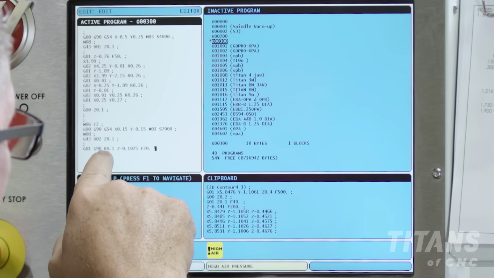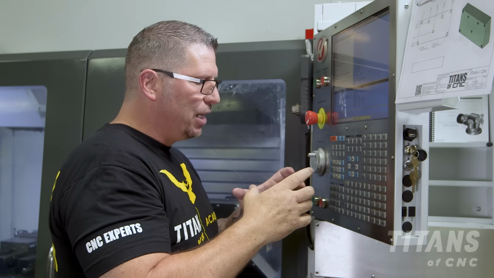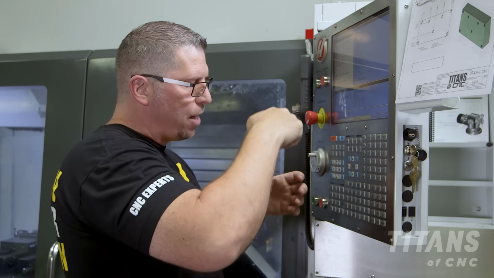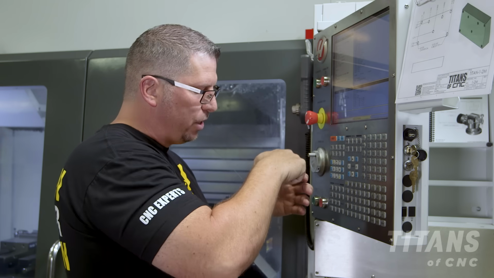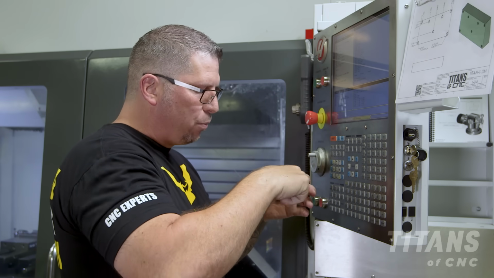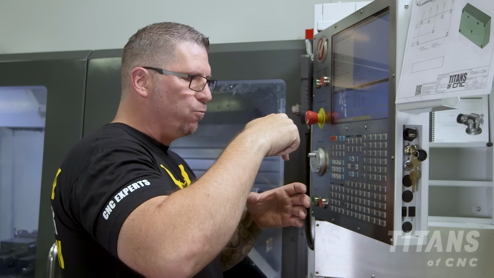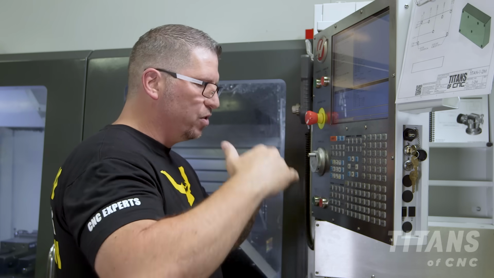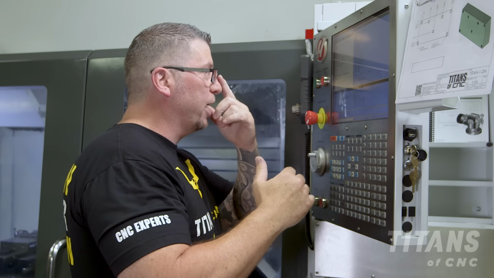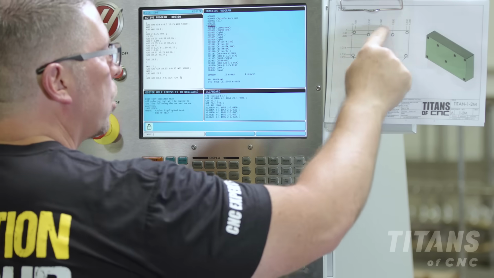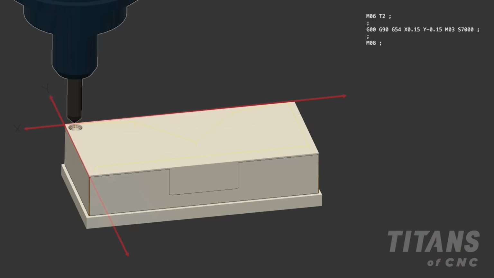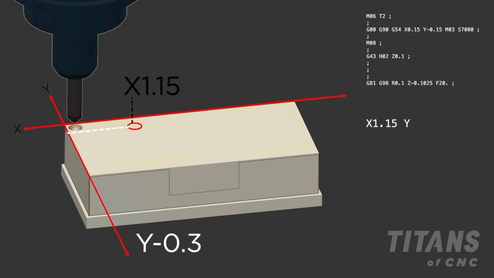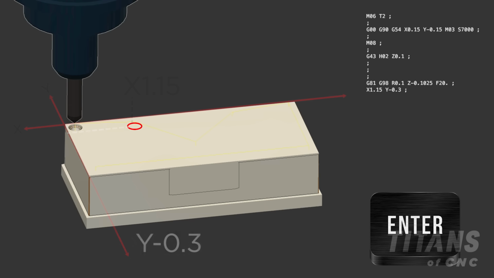The cool thing about rapid is if you were in a pocket and you were way down here, instead of raising all the way up, you could keep your R down and actually stay down and be like boom, boom, boom, boom, and then raise it up before you hit the wall, right? But that's advanced programming. Right now you want to stay above Z and not mess with it, okay? So all right, we're gonna walk right around here. So we're gonna go X 1.15, Y negative 0.3, boom.